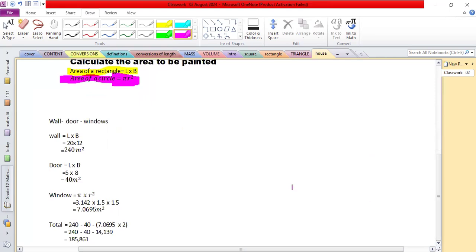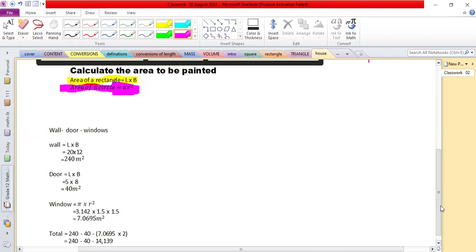Let's check the answers here. You must know that it is not one window. It is 2 windows. Many of you say 7. It must be 2 times 7, or 7 minus 7 again, because these are 2 windows. It's not one window, it's 2 windows.